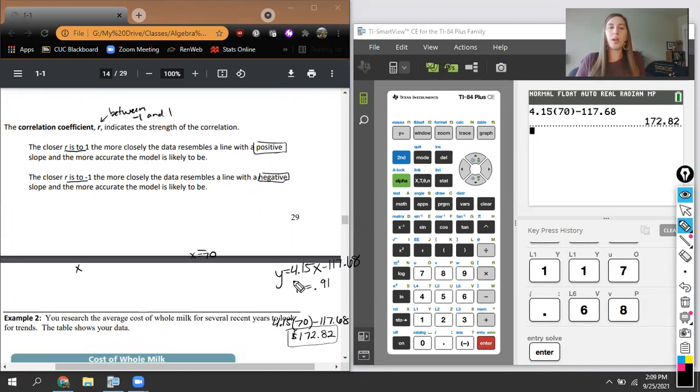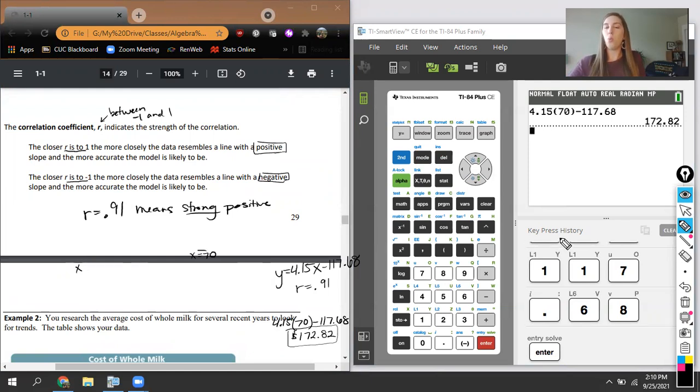And so the fact that we have R equaling 0.91 means that we have a strong, and that is really strong for 0.91, we have a strong positive relationship. So we know that our predictions are going to be very accurate to what is really there.